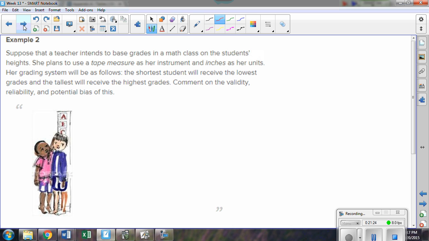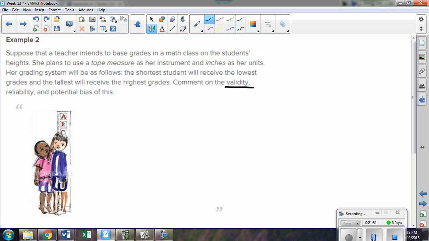All right, let's continue here. Take a second. Read the problem. So tell me what you think, guys. If we base grades on height, tall people get good grades, short people get bad grades, and Renee is shaking her head at me like, I hate this thing already. Let's discuss the validity. Is this a valid way to measure a person's grades in math?